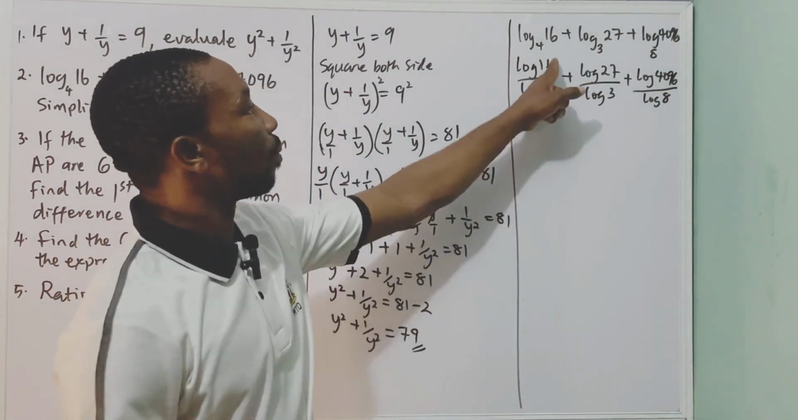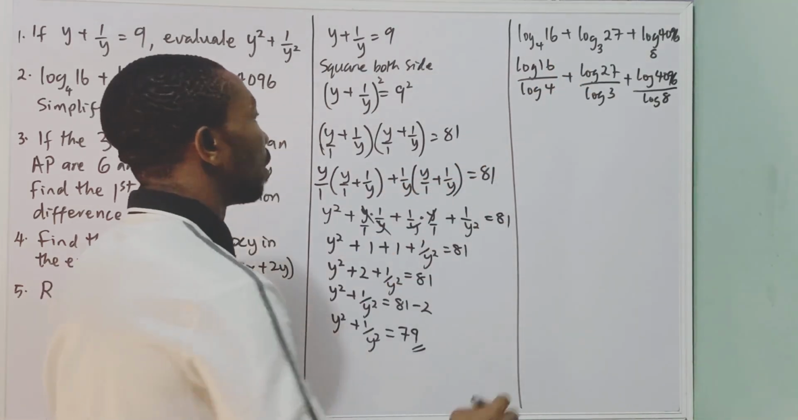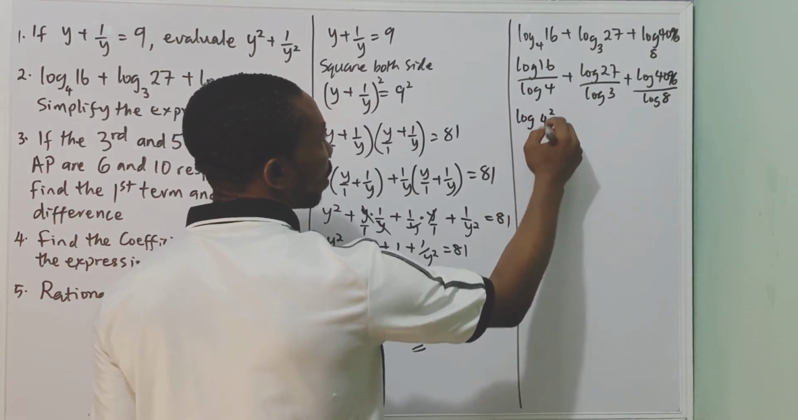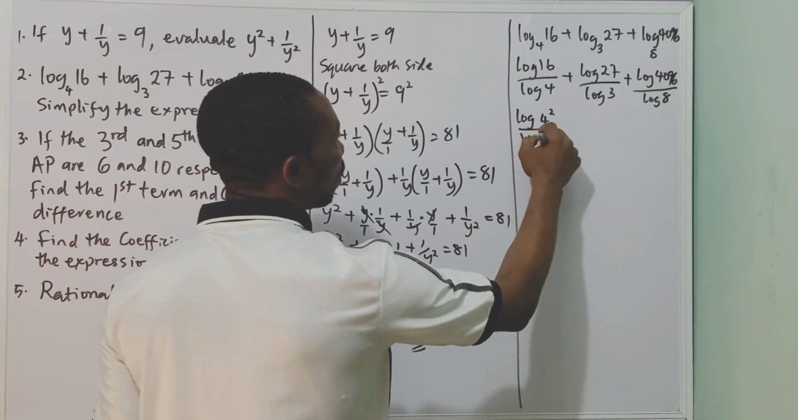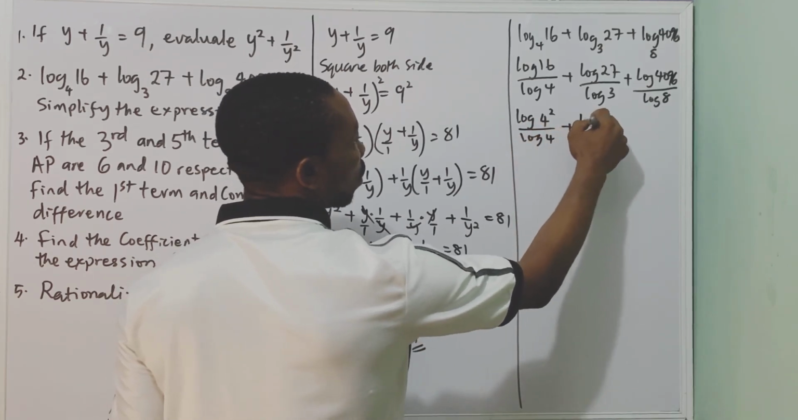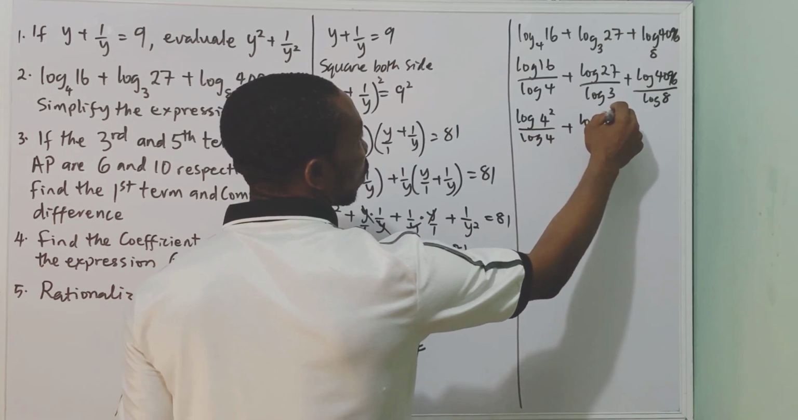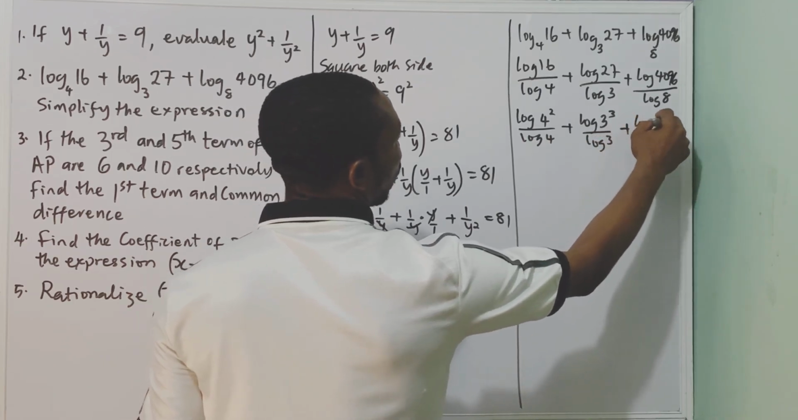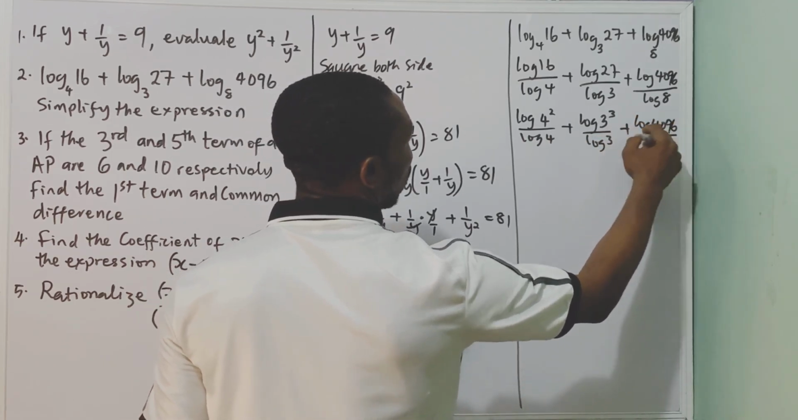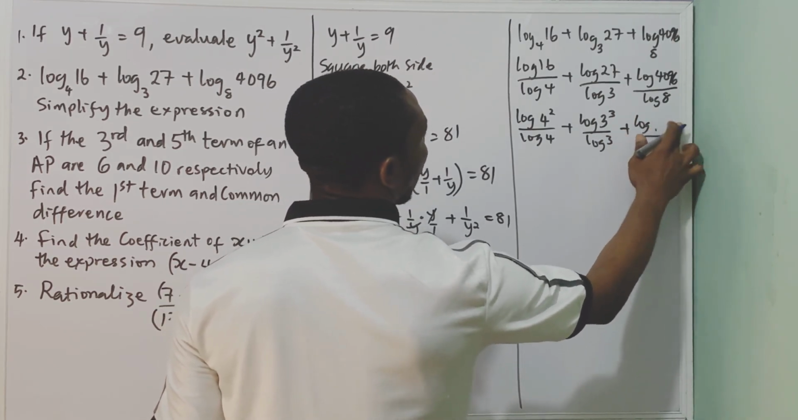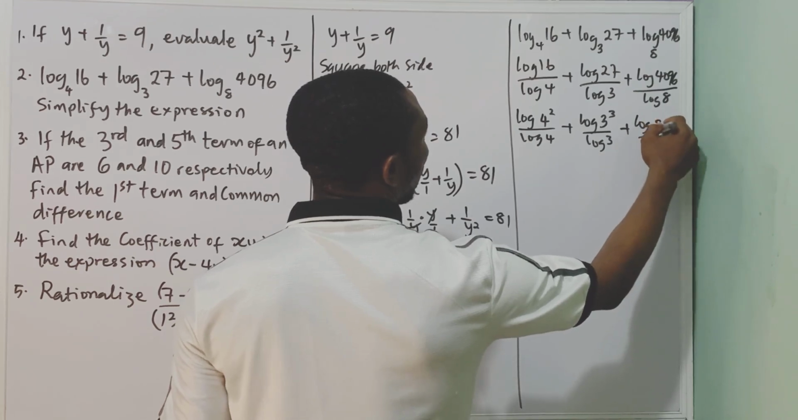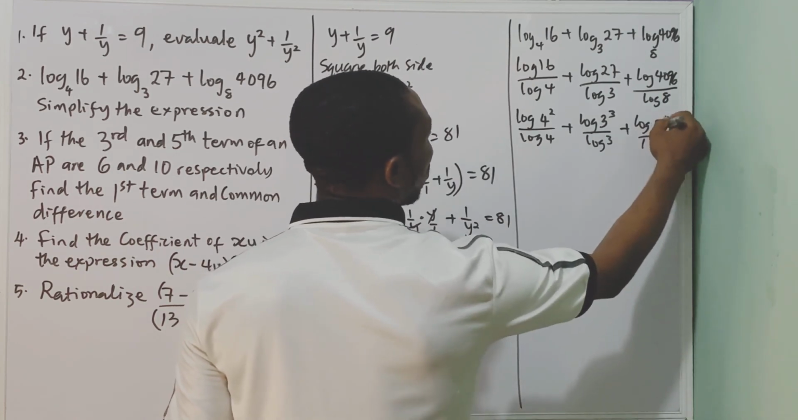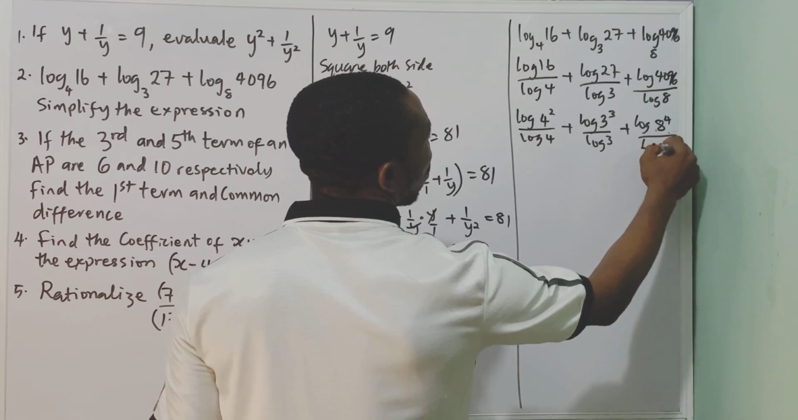All right, now we can break down our log 16. Log 16 will give us log 4 squared all over log 4, plus log 3 cubed all over log 3, plus log 4096 all over log 8, with 4096 being 8 raised to power 4.